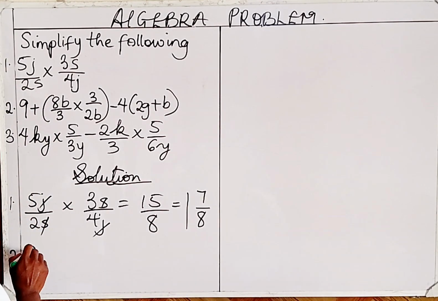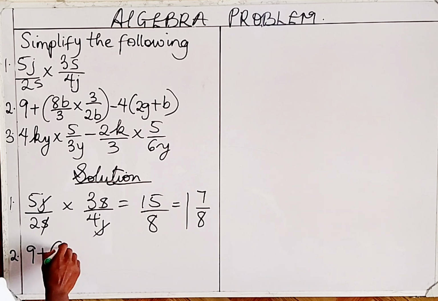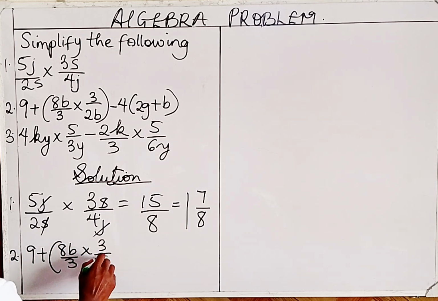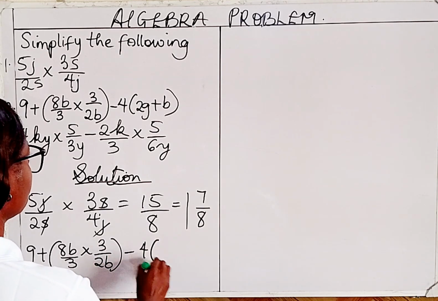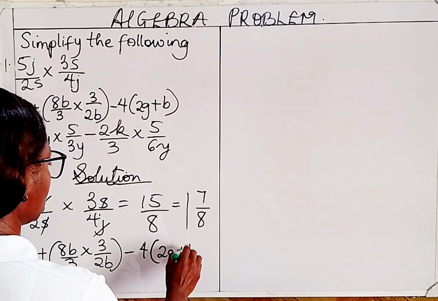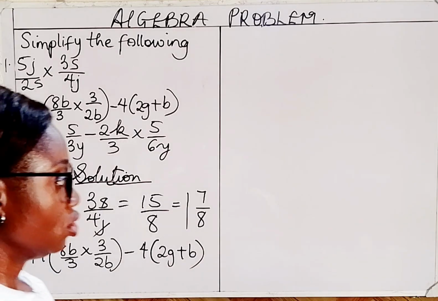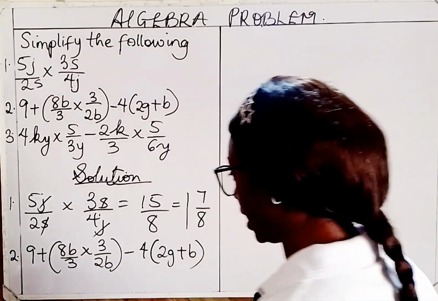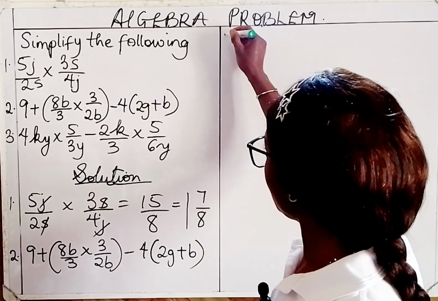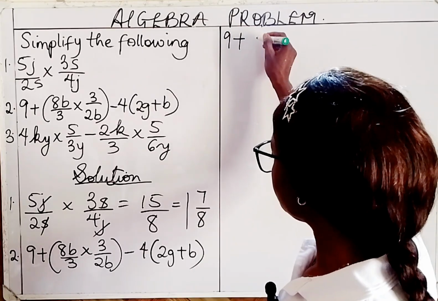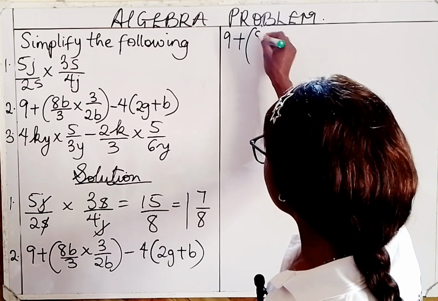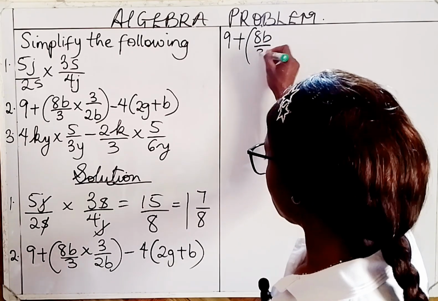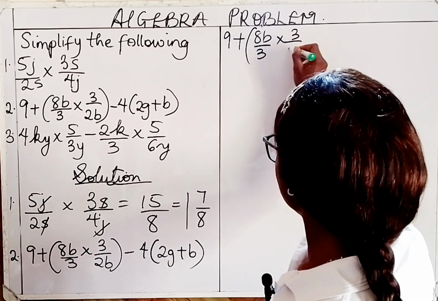Question 2, we have 9 plus, open bracket, 8b over 3 times 3 over 2b, minus 4b, close bracket, 4 into brackets 2g plus b. So we're going to what? Open the bracket of this particular question. Now we have 9 plus, now from here we have 8b over 3 times 3 over 2b.